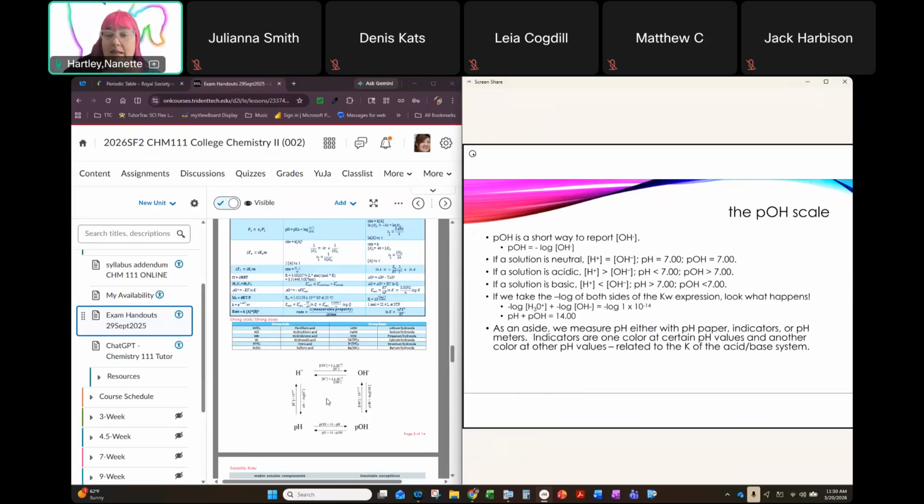If the solution is acidic, H+ is greater than OH-. The pH is less than 7 and the pOH is greater than 7. If the solution is basic, H+ is less than OH-. The pH is greater than 7 and the pOH is less than 7. Okay. And if we take the negative log of both sides, we get that pH plus pOH is equal to 14, because I can't say it too many times.